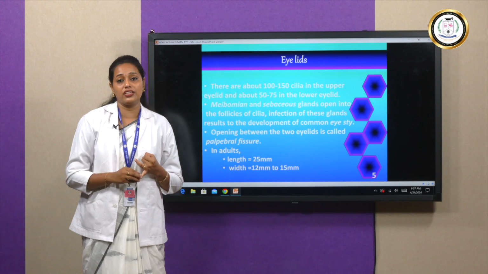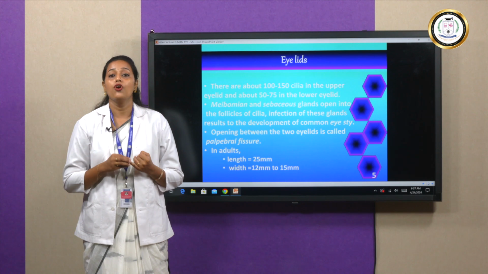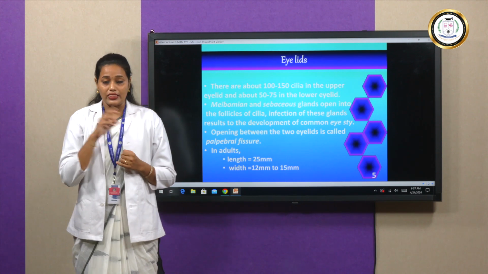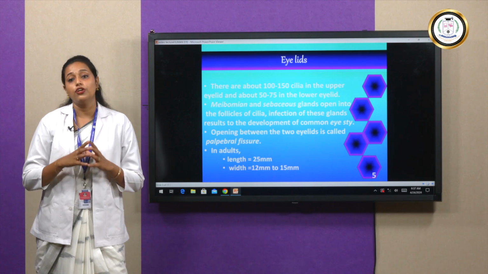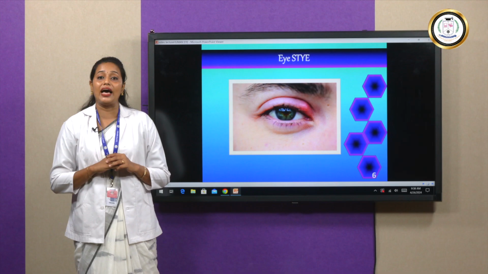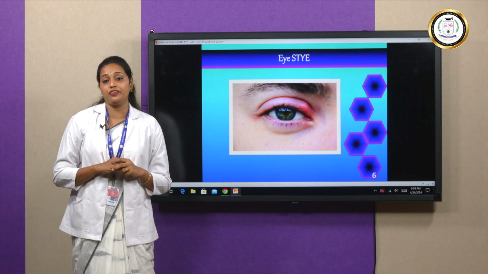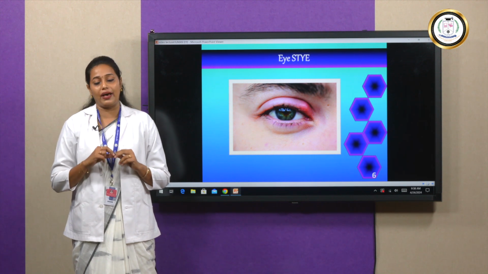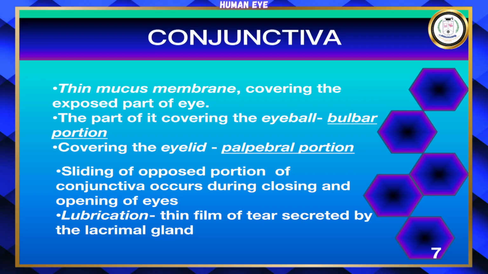We have two glands in the eyelids: the meibomian and the sebaceous glands. These glands are present near the openings of the follicles. When these two glands get infected, they result in the formation of a condition called eye stye. In general, the opening between the upper eyelid and lower eyelid is called the palpebral fissure. The length of this palpebral fissure is about 25 mm, whereas the width is about 12 to 15 mm.